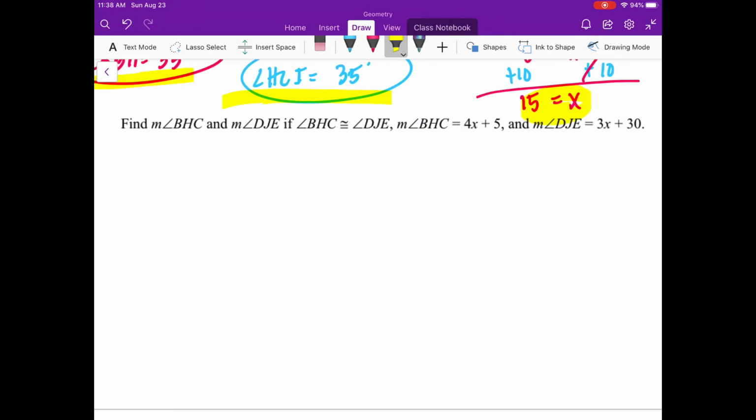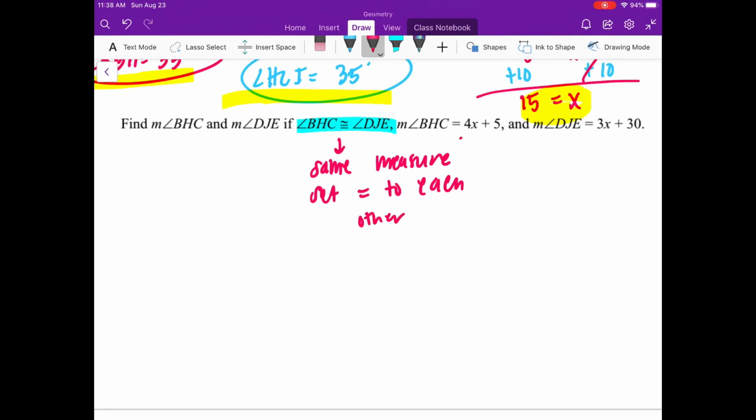Okay, last example. We don't have a picture with this example, but it's the same idea. We are told that these two angles, angle BHC and DJE, are congruent. So remember, if they are congruent, they are the same measure and you can set them equal to each other. So we have our two equations. We're going to set them equal to each other. 4x plus 5 equals 3x plus 30.